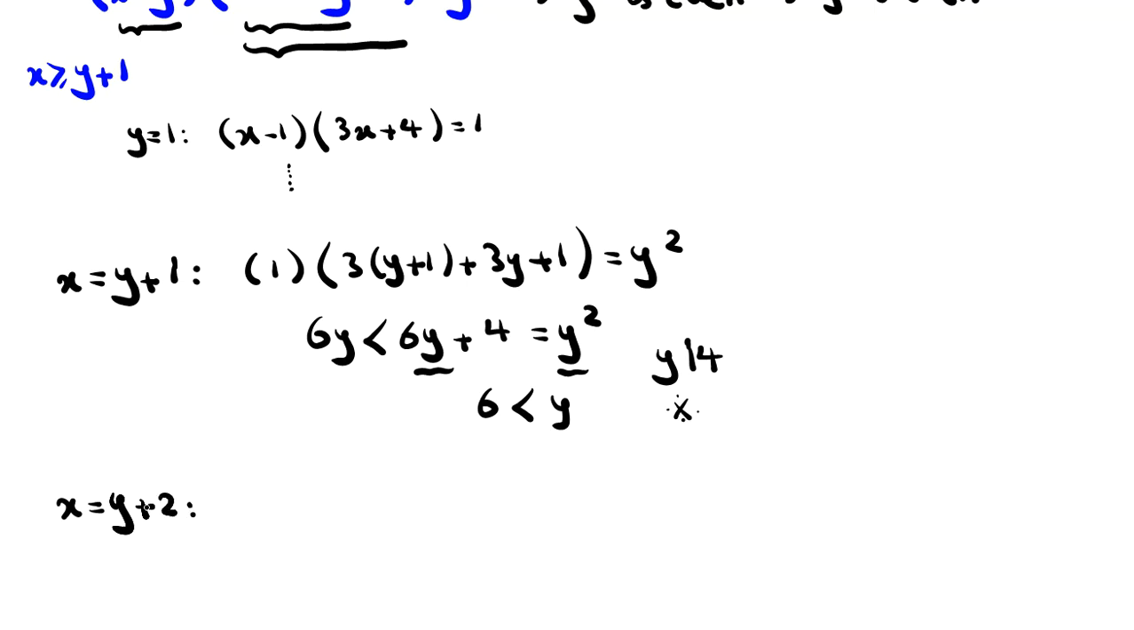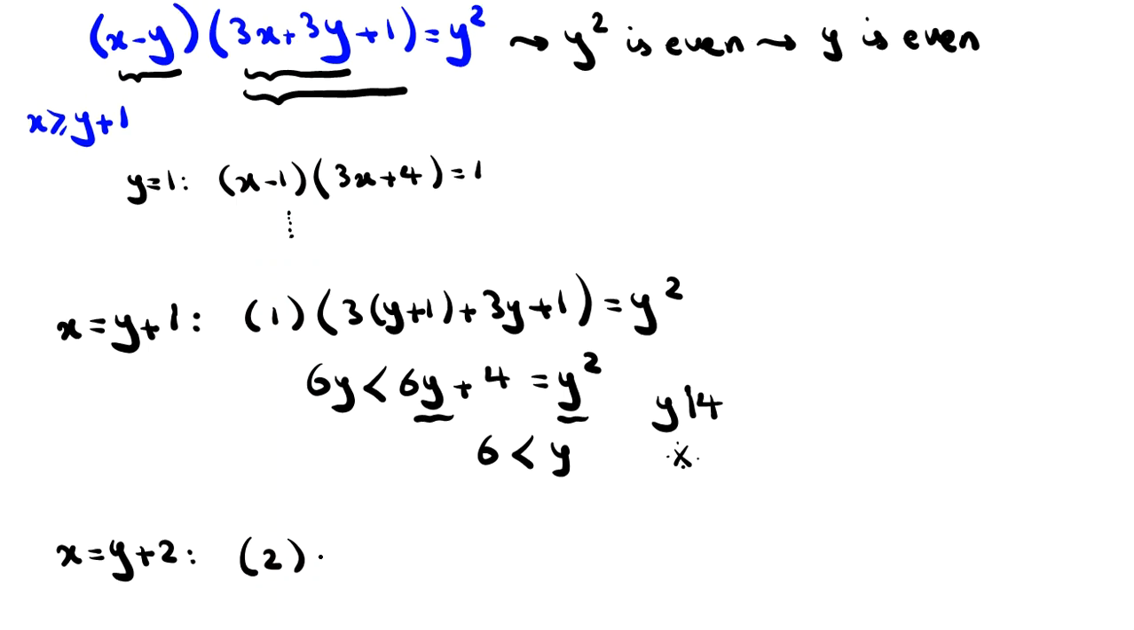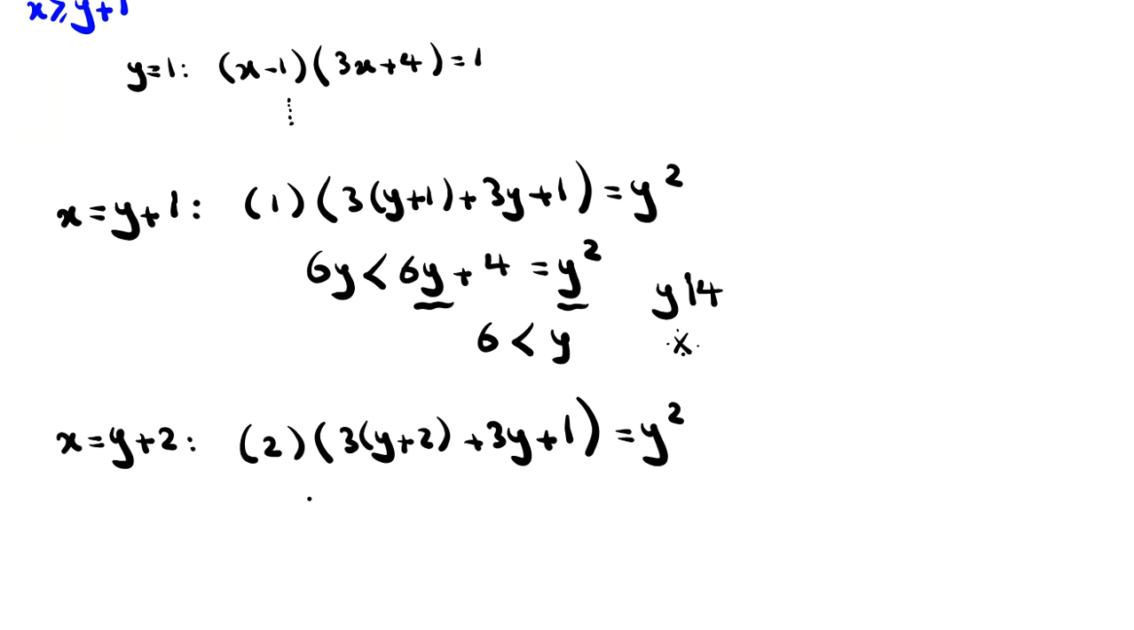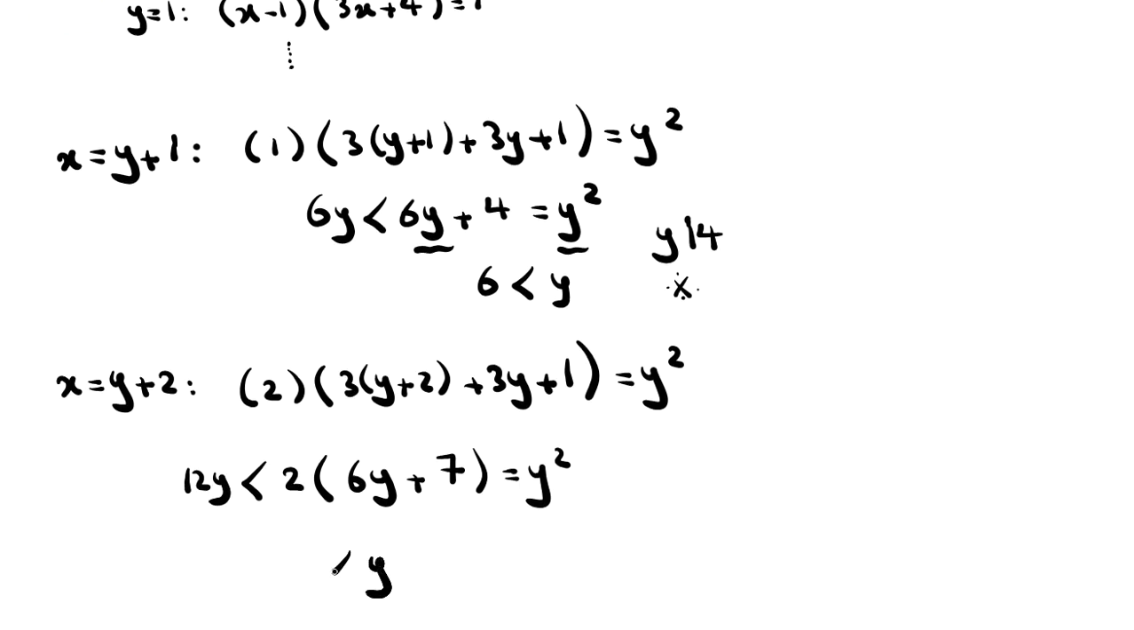If x equals y plus 2, then what do we have? Their difference will be 2, and then 3y plus 2 plus 3y plus 1, which equals y squared. Now here we say it is 2 times 6y plus 6 plus 1, 7, equal to y squared. And we can say it is greater than 2 times 6, okay, 12y. So we can say y is greater than 12. And now we can say what?